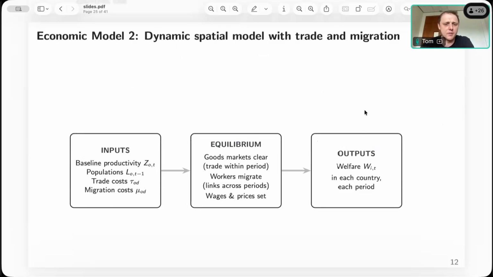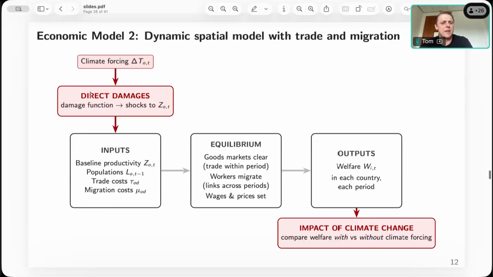To assess the impacts of climate change, we consider the impacts of a climate forcing. A climate forcing leads to direct damages that shock the inputs. That leads to a new equilibrium and then a different estimate of welfare in each country. And then the impact of climate change is just comparing model runs with and without the climate forcing.